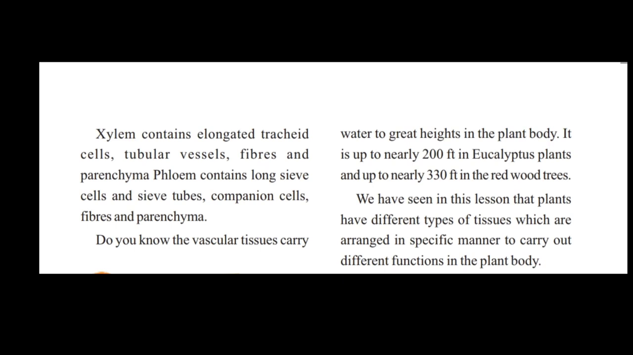So in the xylem there are cells like tracheid cells, tubular vessels, fibers, parenchyma. Each and every component has some specific function, some specific use. Like that, in the phloem also we have sieve cells, sieve tubes, companion cells, fibers, parenchyma. Here also they have different functions in the plant body. This is about the second lesson. By today we complete this one.